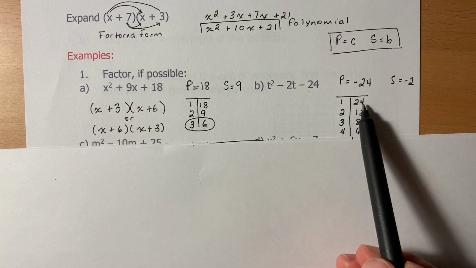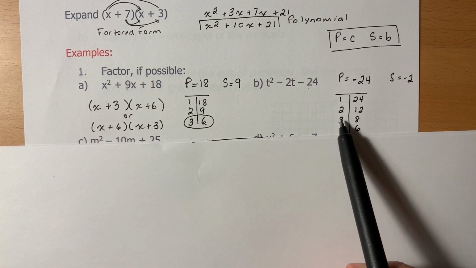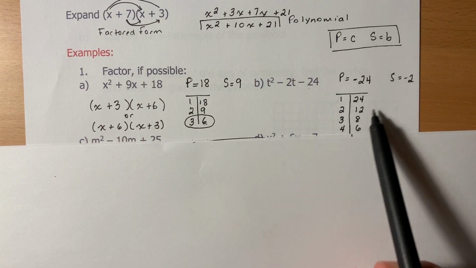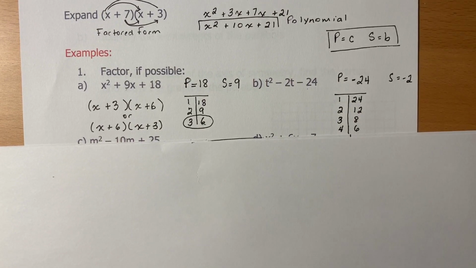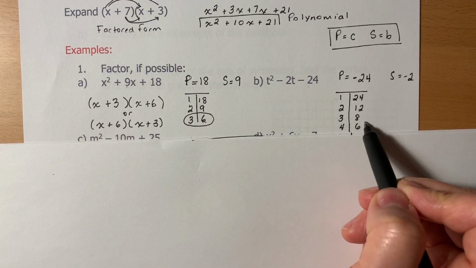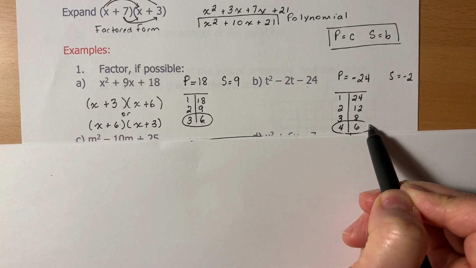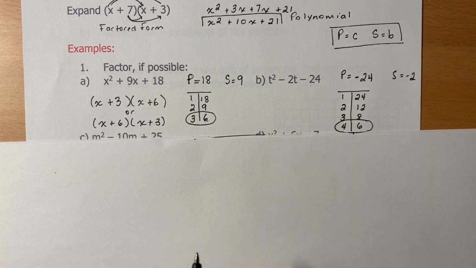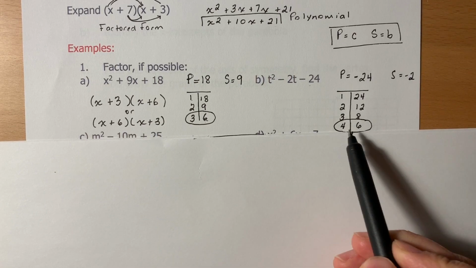So here are my possibilities that multiply to 24. Which of these numbers could I also get to add to -2? If you look at your numbers, it should be 4 and 6. Which one should be the negative number? Should it be 4 or should it be 6? And this is where people make mistakes.